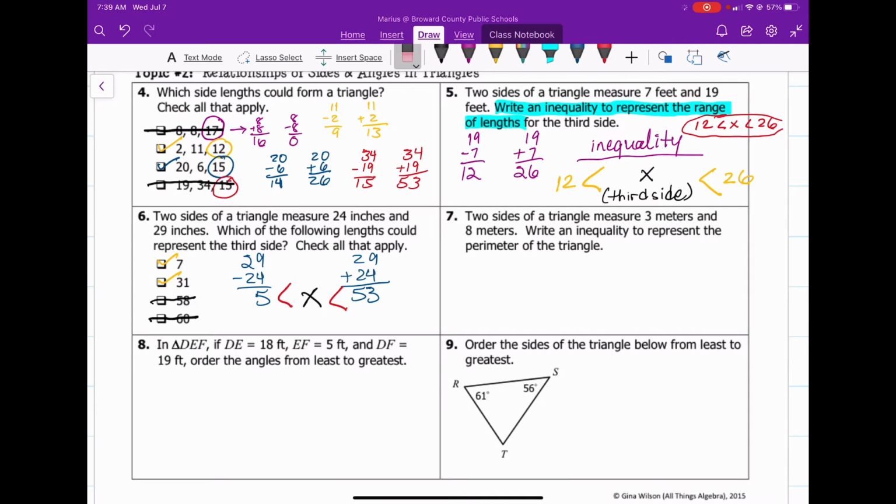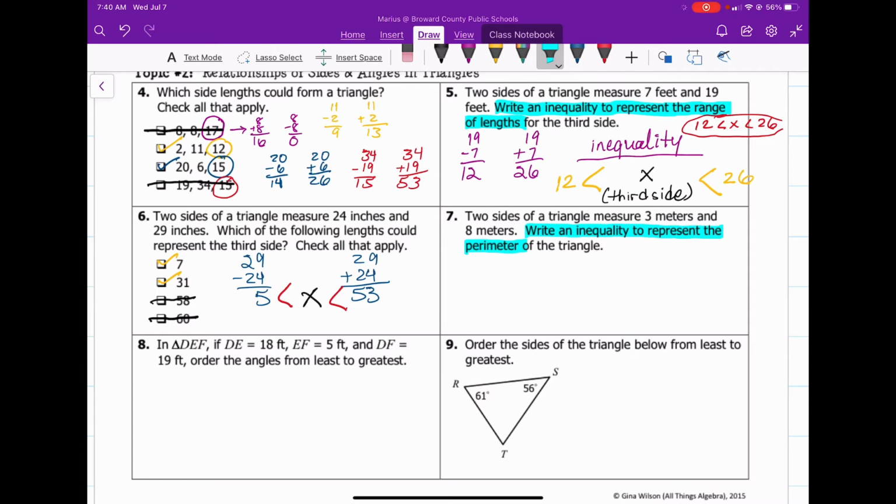So, number 7. Two sides of a triangle measure 3 meters and 8 meters. Write an inequality to represent the perimeter of the triangle. So this time they want an inequality that represents the perimeter. Okay, the perimeter means you have to add up all 3 sides.